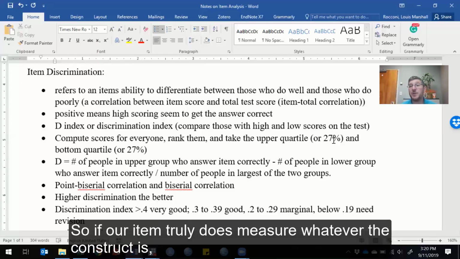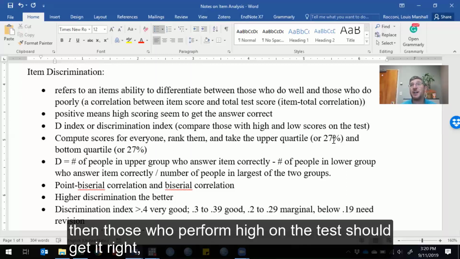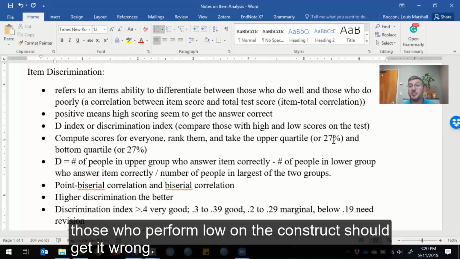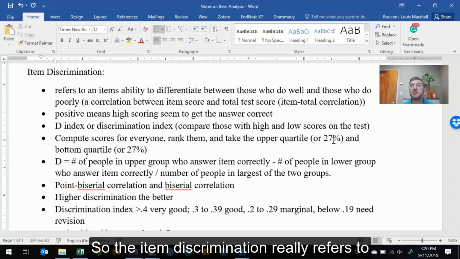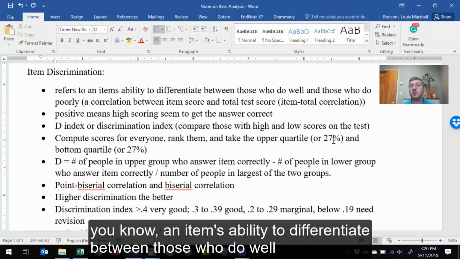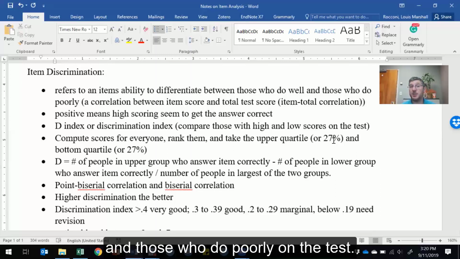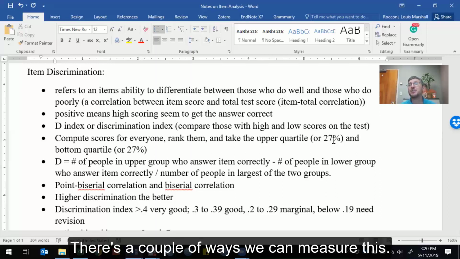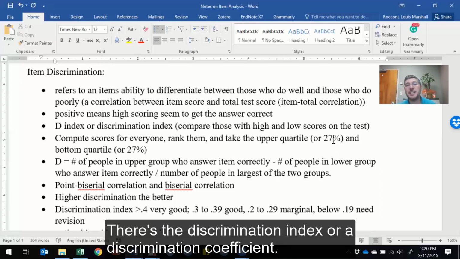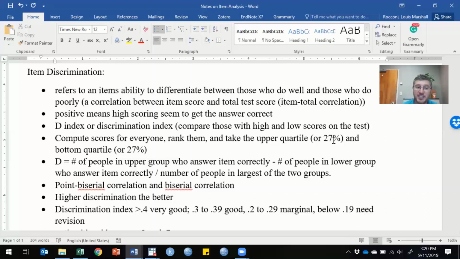So if our item truly does measure whatever the construct is, then those who perform high on the test should get it right. Those who perform low on the construct should get it wrong. So item discrimination really refers to an item's ability to differentiate between those who do well and those who do poorly on the test. There's a couple ways we can measure this. There's the discrimination index or a discrimination coefficient.